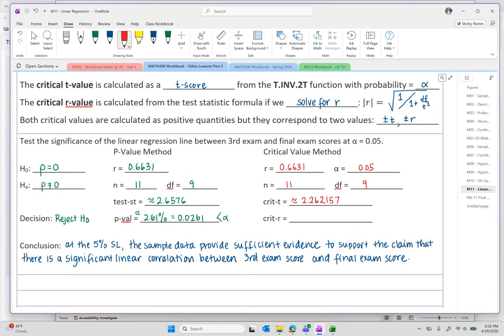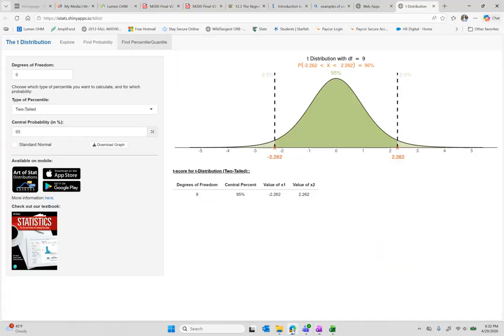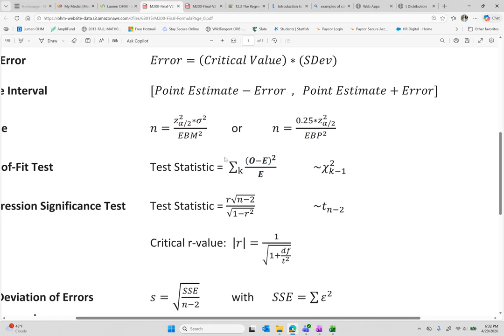And then using this particular t, I want to find the critical r. I'm going to find it using this formula up here, which I can also find in my final exam formula sheet. The absolute value of r equals 1 over the square root of 1 plus degrees of freedom divided by t squared.